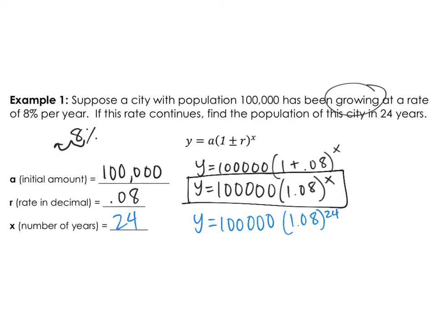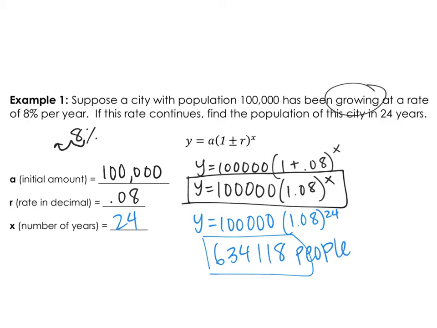And it looks like we have 634,118.0737. Now, in this situation, we were talking about people. I don't want 0.0737 of a person, so I'm going to round to the whole number. After that whole number is a 0, which means I'm going to keep that 8 and not round it up. So my estimated population is this many people. I would highly recommend you label your answers. Super important.